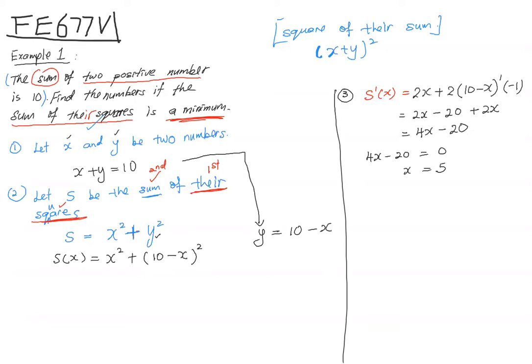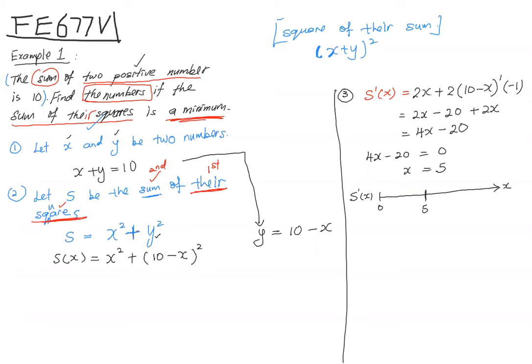Okay, so after this, what should I do? Sub in x into y equals to 10 minus x to get the actual value of y. But listen here, the question says find the numbers. Am I finding the sum or finding the numbers? I'm finding the numbers, not the sum. Someone told me, very good, I must draw the sign diagram of S prime x. The question says positive number, so I start from 0 onward. So this is my x, and this is the 5.